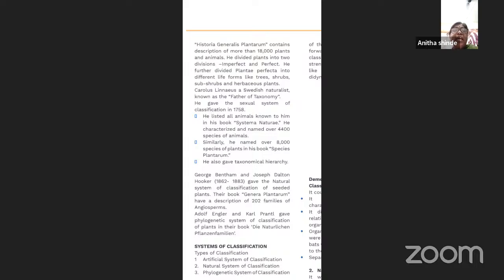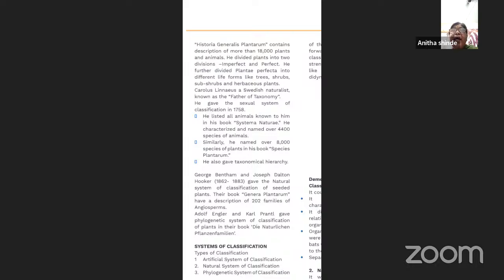So what he did is, he listed all the animals known to him in his book called Systema Naturae, and he categorized and named almost 4,000 species of animals. And also the plants, not only the animals, he categorized about 8,000 species of plants in his book Species Plantarum, and he has given the taxonomical hierarchy.